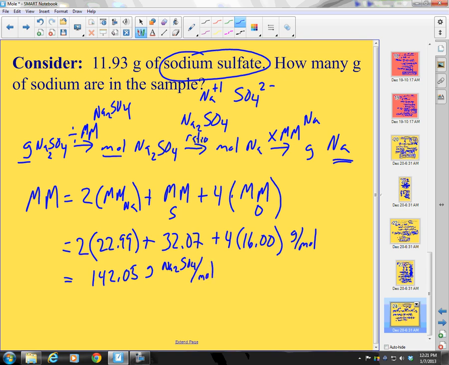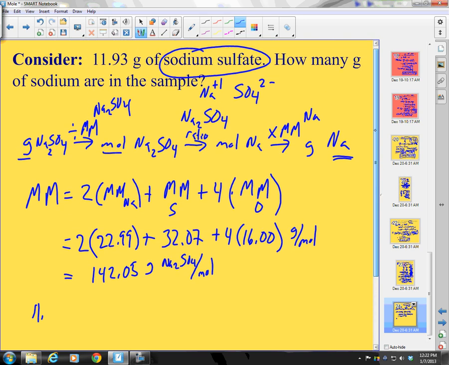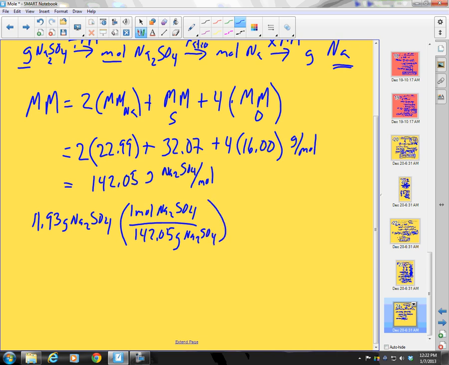Yay. Okay, let's work it. I can do it now. Are you ready? So I start with 11.93 grams of sodium sulfate times what? 1 mole of sodium sulfate per 142.05 grams of sodium sulfate. Cool, right? So my grams of sodium sulfate cancel. I have moles of sodium sulfate.